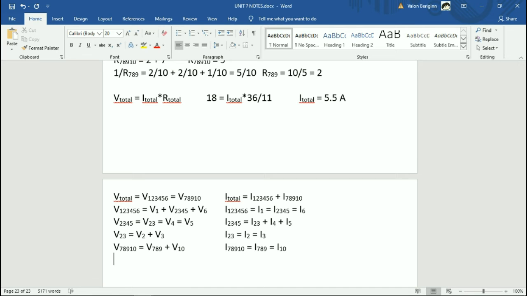And then 7, 8, 9 we can break up. They're in parallel, so the voltage needs to be equal, and the current needs to be summative.